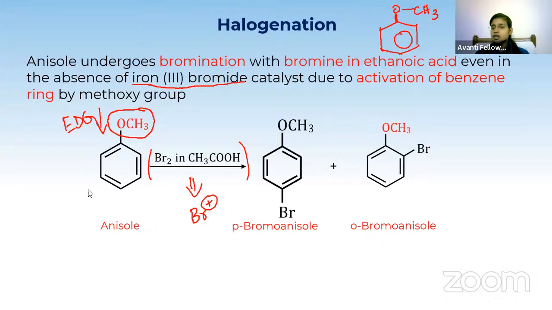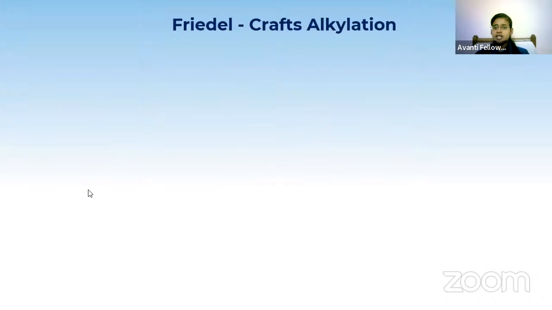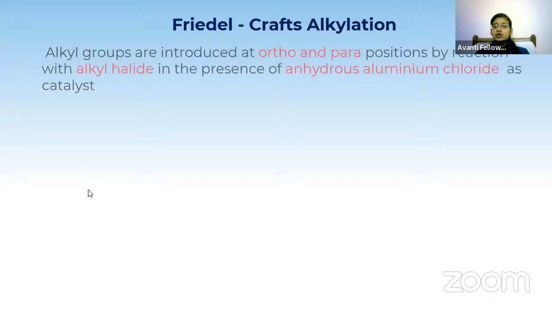Yes, very good, Jabrun. Even though two products are formed, only one is the major product. The para isomer is obtained in 90% yield. The para isomer is the major product. Now, this is the first one. The second electrophilic substitution reaction is Friedel-Crafts alkylation. Here, alkyl groups are formed as an electrophile, and they are also introduced at the ortho and para positions by the reaction with an alkyl halide in the presence of anhydrous aluminium chloride, which is a catalyst.